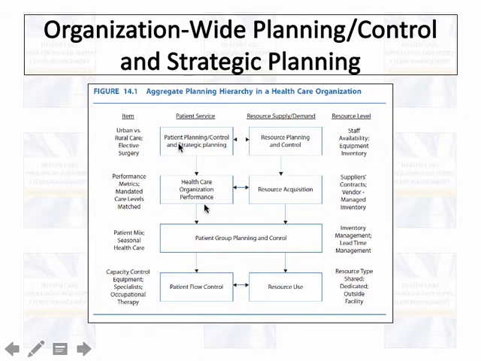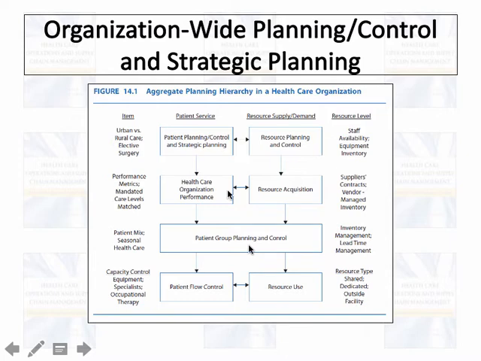So in this level, you have whether there is urban or rural care, surgery, for example, and also in the second stage, it comes to performance metrics such as mandated care level or MADCAT. Like these are different measures that you're gonna have for your organization. You have kind of a patient mix, seasonal healthcare or something. These are the level of patient group planning, and also capacity control equipment, and also depending on a specialist or occupational therapy. These are the lower level decisions you're going to have.